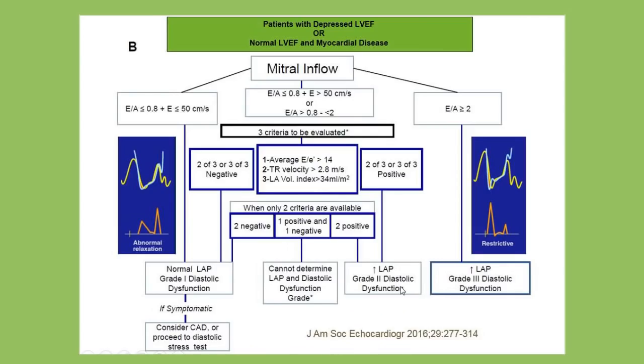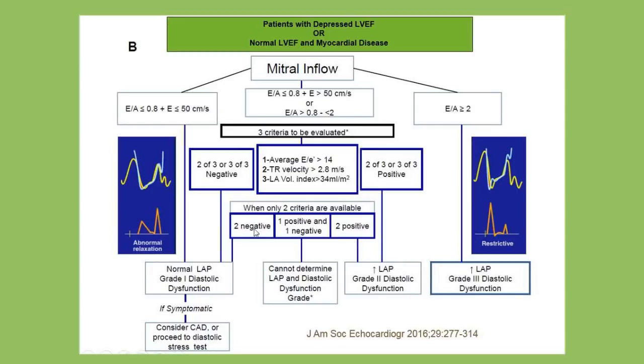Looking at the other algorithm that is available in the diastolic function document, it's focusing on patients with depressed LVEF or normal LVEF and myocardial disease. And really the biggest thing about this is that you can typically look at mitral inflow, and that may be all you need. So if you have an E/A ratio that's less than or equal to 0.8 and the E velocity is less than 50 centimeters per second, you've got normal left atrial pressure, grade 1 diastolic dysfunction. It looks like this. If the E/A is greater than 2, then you know you've got grade 3 diastolic dysfunction with increased left atrial pressure.